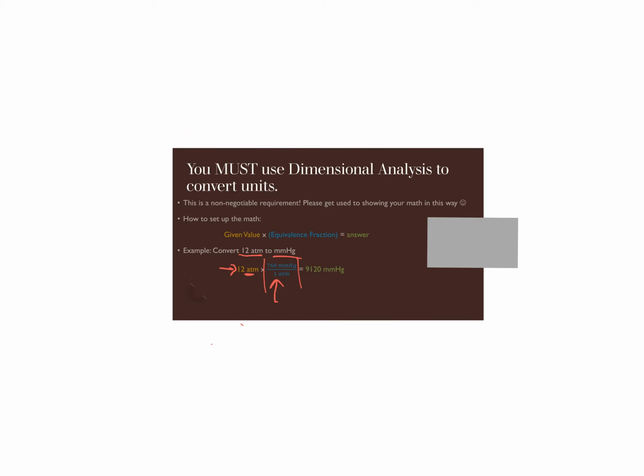You start with what you're given, you put the equivalence fraction, and you just choose which one goes on the top and the bottom by canceling out the other one. So in this case, we're trying to get rid of atmospheres, and we're trying to convert it to millimeters of mercury. So you multiply them, atmospheres divided by atmospheres cancels out, and then you do 12 times 760 times millimeters of mercury times 1, and you get your conversion. So we want to see that dimensional analysis in every problem in order to get full credit.